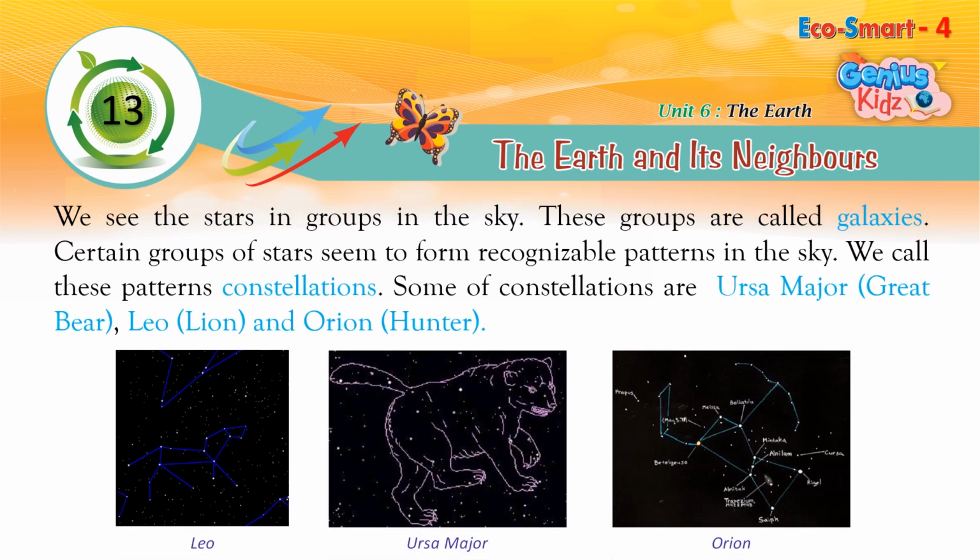We see the stars in groups in the sky. These groups are called galaxies. Certain groups of stars seem to form recognizable patterns in the sky. We call these patterns constellations. Some of the constellations are Ursa Major, the Great Bear, Leo, the Lion, and Orion, the Hunter.